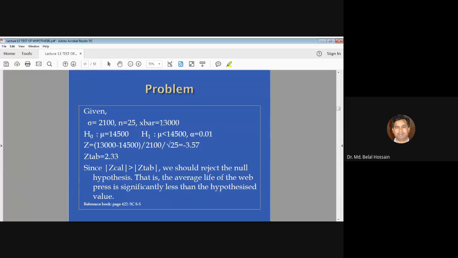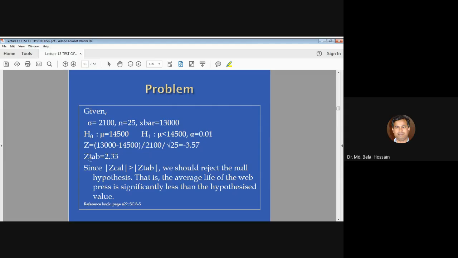So first thing we have to do is to calculate the Z statistic. You see, x bar is given 13,000, mu 0 is given 14,500, sigma is given 2100 divided by square root of n. N is given 25. So we got Z value is negative 3.57. We call this Z calculated. Also alpha value is given 0.01.